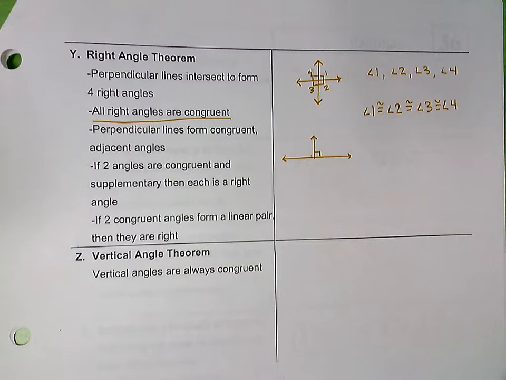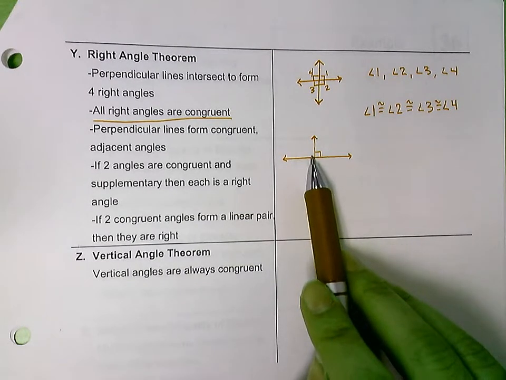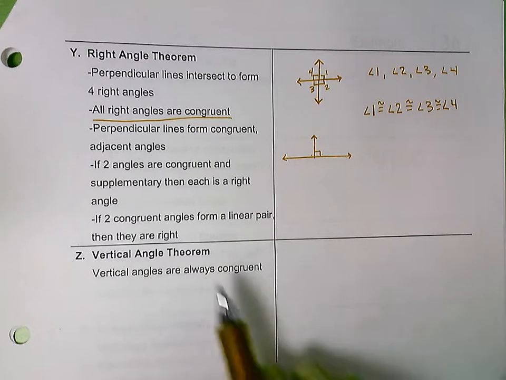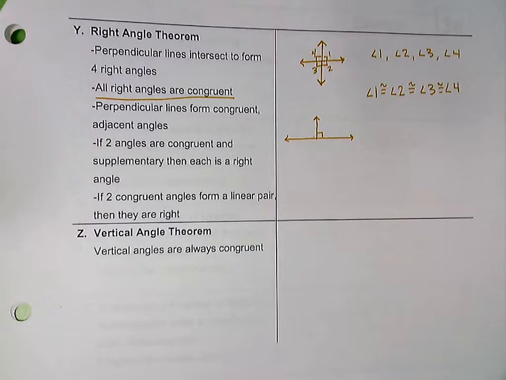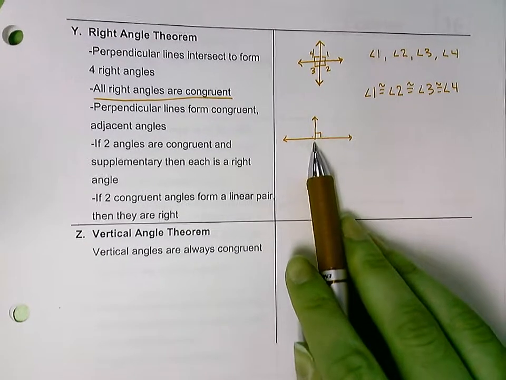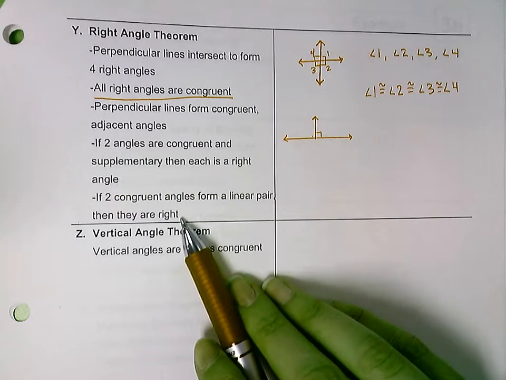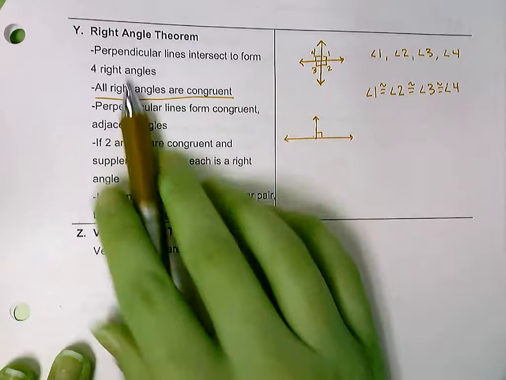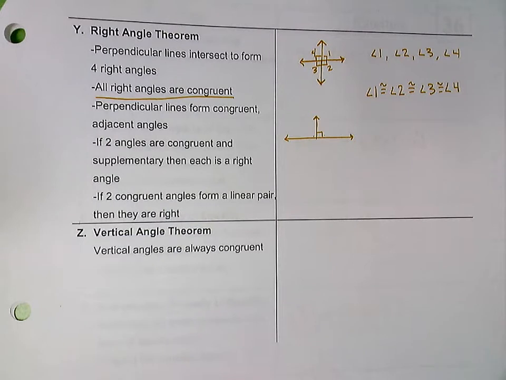Next part, if two angles are congruent and supplementary, then each is a right angle. They're congruent and supplementary, so they add to 180. It'd have to be 90, so they're right angles. If two congruent angles form a linear pair, then they're right angles. A linear pair again looks like this. If I know that they're already congruent, they have to be 90 degrees, so they have to be right angles. This has to do with all of your right angles. But again, you're going to use this theorem mostly when you're saying that those angles are congruent because they're right angles.